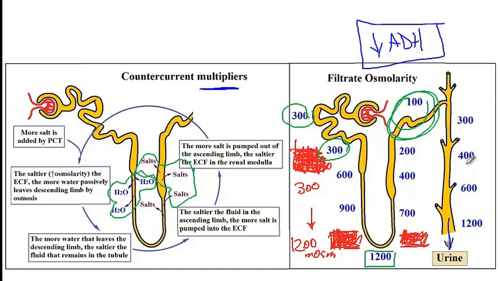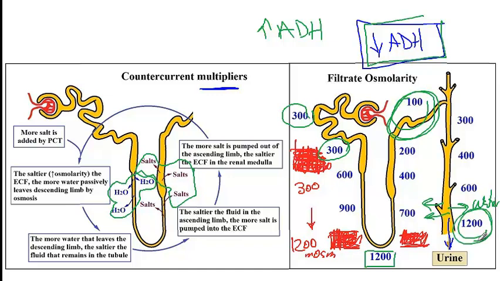Now from here on, again, it all depends on whether antidiuretic hormone is secreted or not. If it's not secreted, then dilute urine will get excreted. If too much ADH is secreted, then too much water will get reabsorbed, and consequently we will reach a high osmolarity of urine, or in other words, we will excrete concentrated urine.